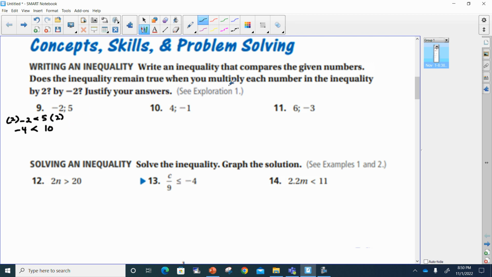And for this, it stays true because negative 4 is less than 10. So when it says, does the inequality remain true? Yes, for this one it does. Now let's try this next one. Remember we have negative 2 is less than 5. This time we're multiplying by negative 2.